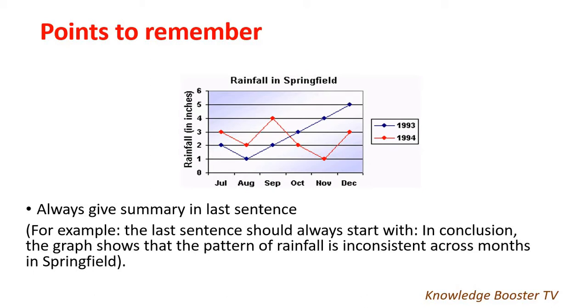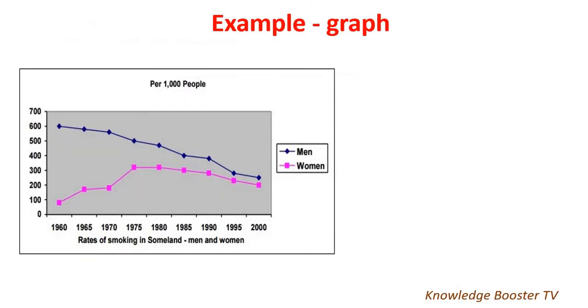For example, if you are given this kind of line graph here, your last sentence can be, in conclusion, the graph shows the pattern of rainfall. The graph shows that the pattern of rainfall is inconsistent across months in Springfield. So now I have two examples for you. So this is one of the examples.